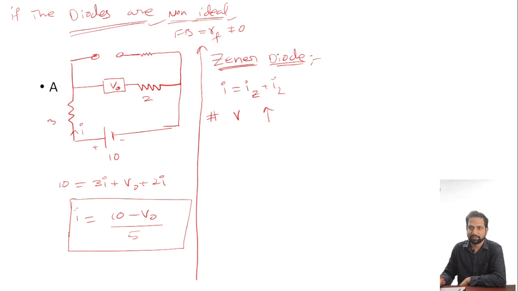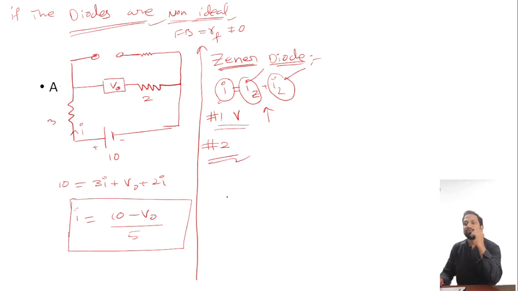This is case 1. Case 2, keeping the supply voltage constant, we change the load resistance. If the load resistance is changed, then the load current will be changed. Accordingly, the Zener current will be changed, but the total current remains the same. That means when the load resistance changes, the load current and Zener current change, but the total current remains constant. So that is case 2. Let us consider one situation here.